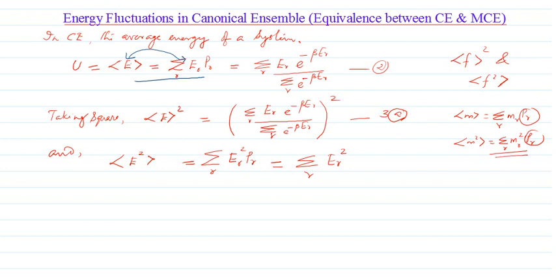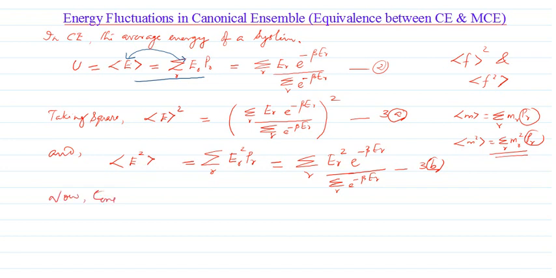Let's keep 3A and 3B for later application. I'm taking a diversion now, and later I will come back to the correct derivation steps. Now consider a derivative. I'm going to take the derivative of U with respect to beta, that is, the derivative of the internal energy of the system with respect to beta, and beta is 1 by kT. It depends on the temperature.